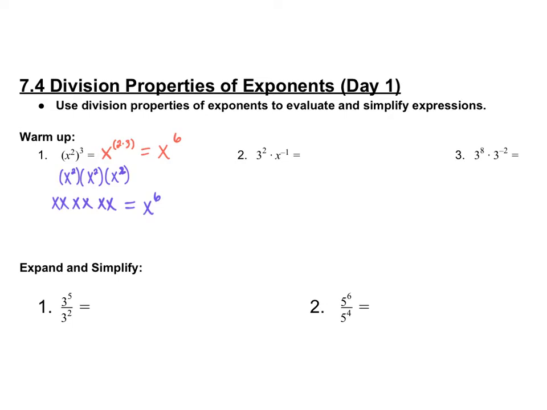All right, number 2, we have 3 squared times x to the negative 1st. Well, I know that 3 squared is 9. X to the negative 1st is 1 over x. So if we multiply straight across, we end up with 9 over x. I could have written it as 9 over 1. So 9 times 1 on top is 9. 1 times x on bottom is still x. So we get 9 over x.